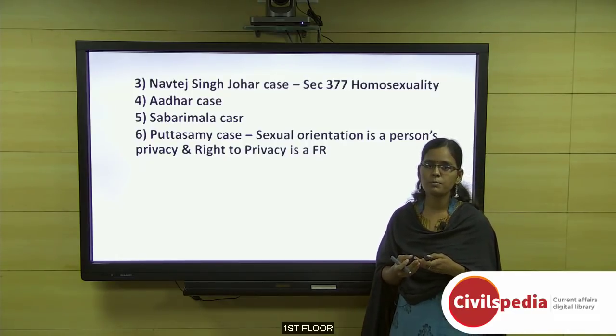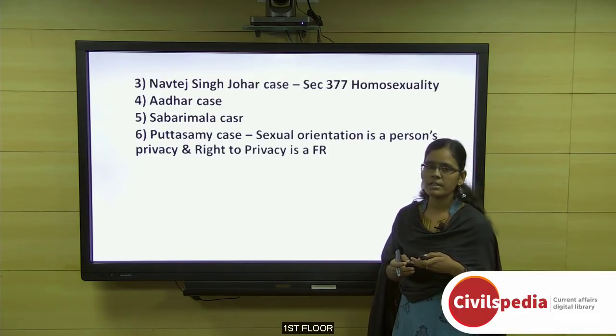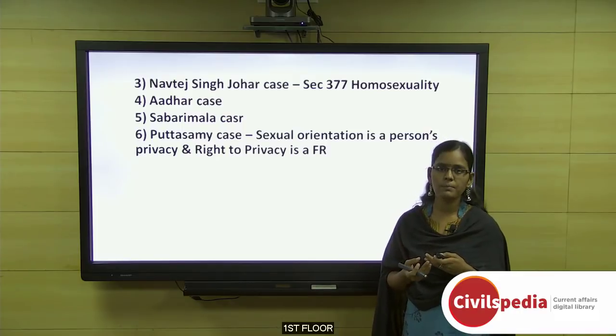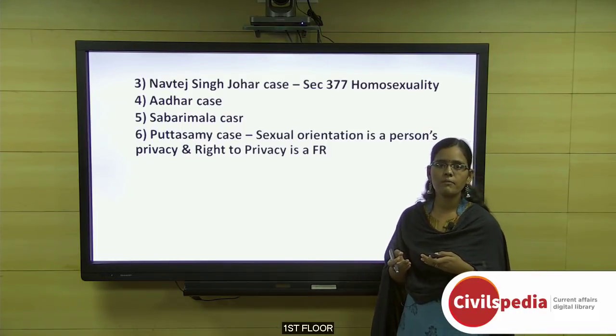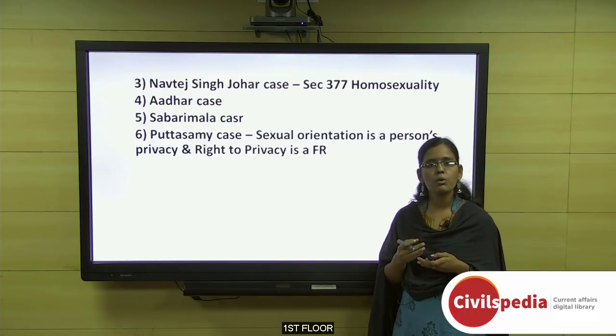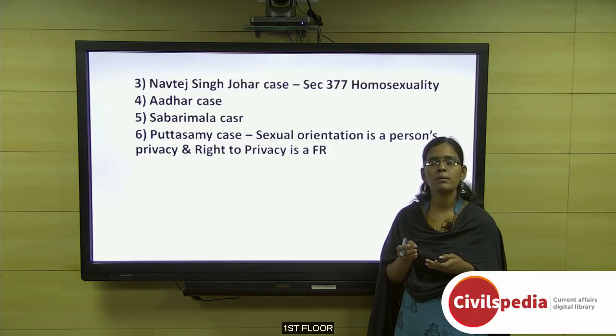The fourth case, showing how constitutional transformation has happened in India, is the Aadhaar case, where the right to privacy was properly protected. And the fifth is the Sabarimala case, on women entering the Sabarimala temple, and the Puttaswamy case, in which sexual orientation was recognized as part of privacy, and this privacy is a fundamental right.